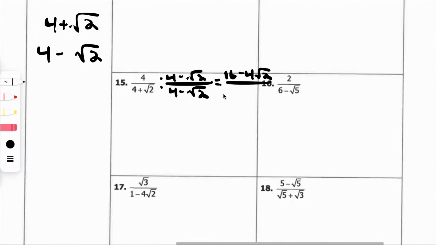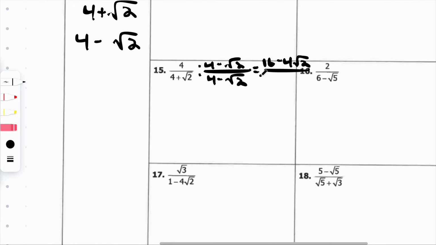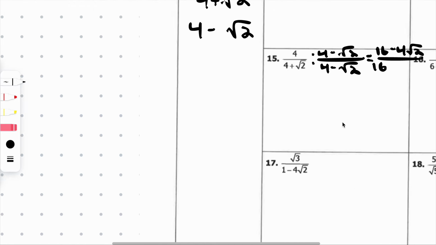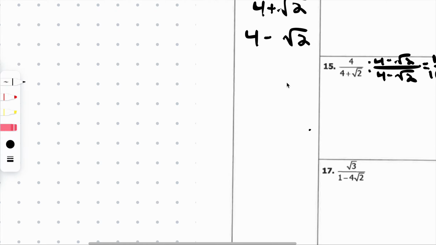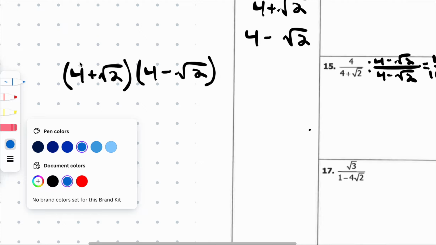Okay, great. Now we do 4 times 4. That's equal to 16. But let's actually write this out, because I'll explain the whole point of multiplying by the conjugate. We have 4 plus root 2 times 4 minus root 2. Well, first, 4 times 4 is 16.